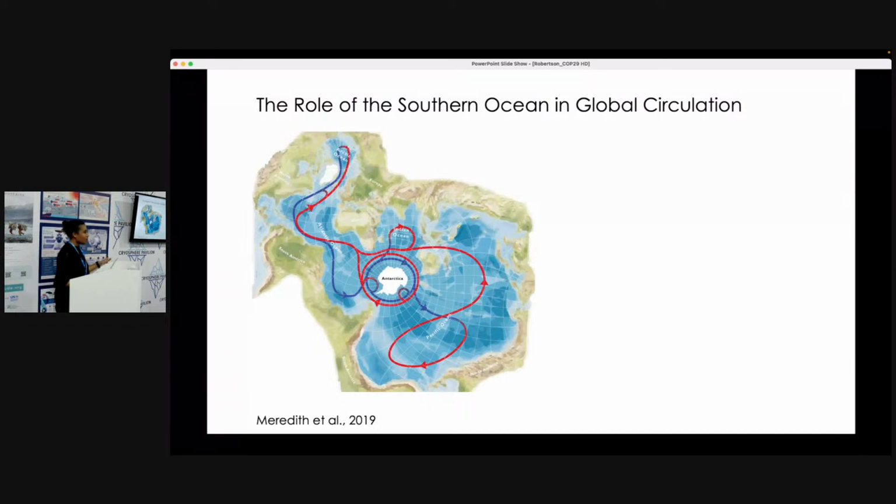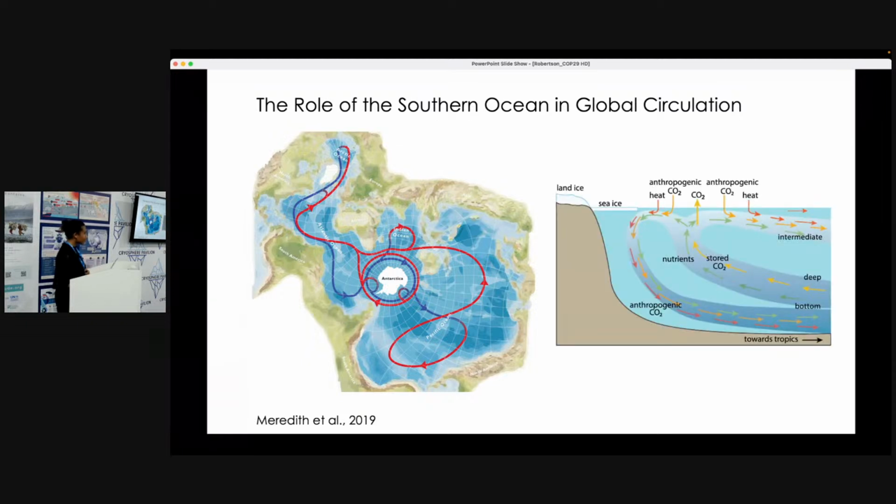So I want to start off a little bit talking about the role of the Southern Ocean in terms of global ocean circulation. And this figure here that I show, we've centered by Michael Meredith. It shows Antarctica and the Southern Ocean at the center of the world in terms of global ocean circulation to illustrate the importance of overturning waters in the Southern Ocean and Antarctica as far as global circulation is concerned. This is important not only for the transport of nutrients, but also for the storage of heat and carbon in the ocean.